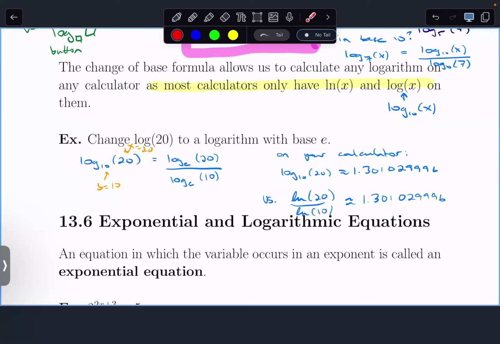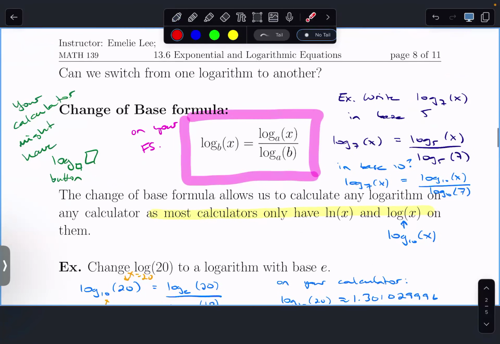Any questions about that one? Change of base formula. So that's the last formula in the logs on the formula sheet that we hadn't talked about yet, but now we know them all.